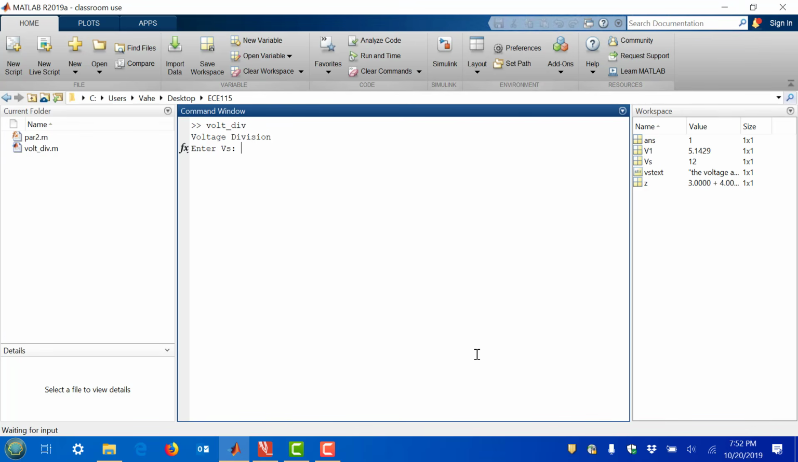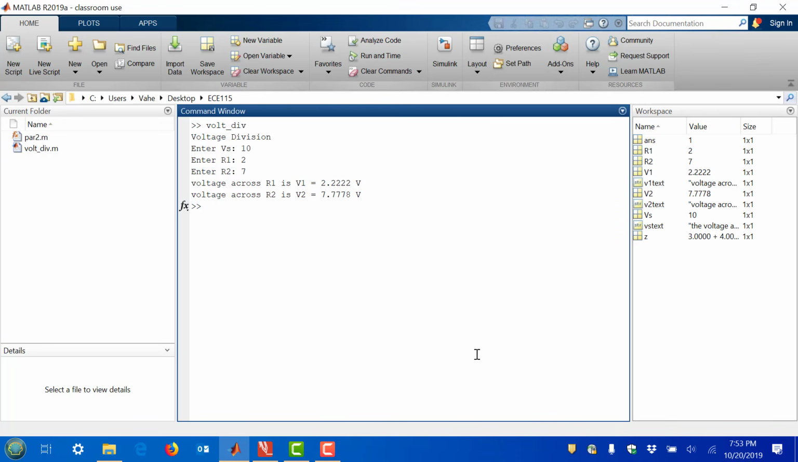Enter Vs. I'll put in a value, let's say 10 volts. R1, 2 ohms. R2, 7 ohms. And those are the V1 and V2 values. Very, very simple. You know what's at the guts of the program, but if you use this kind of string processing power, you can really save yourself a lot of time with certain kinds of problems. Unlike the Matlab command window, which we're in right now, where we write one command after the other, after the other.